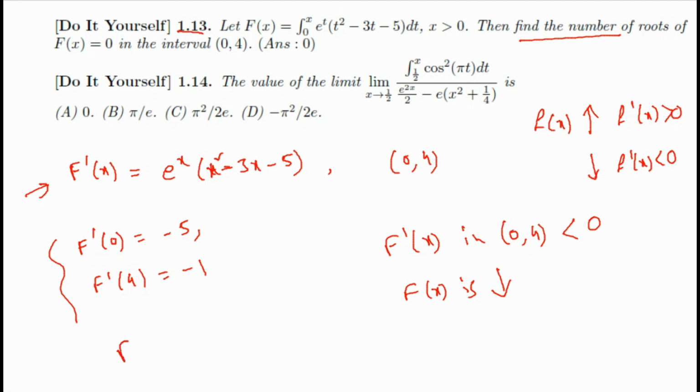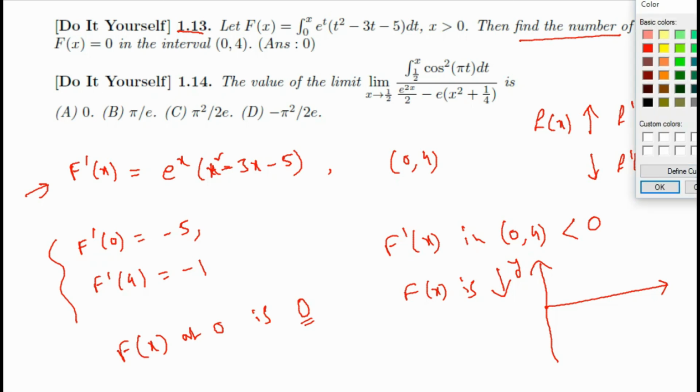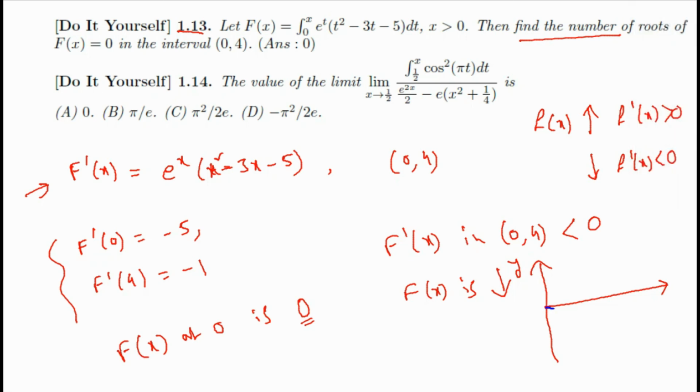Now what about F x? F x at 0 is 0. As you can see, the limit is 0 to 0, so this is 0 and it's decreasing. So it looks like the function, this is the x-axis and this is the y-axis, and F 0 is 0, and now it's a decreasing function, so it looks like this. So there is no way for this graph to cut the x-axis, so the number of roots is 0.